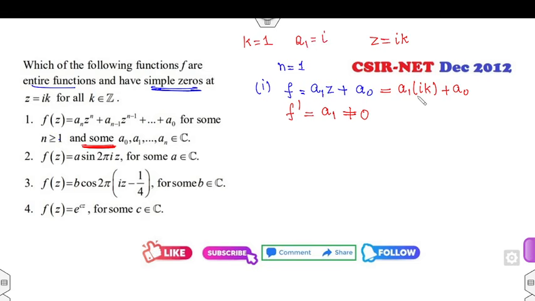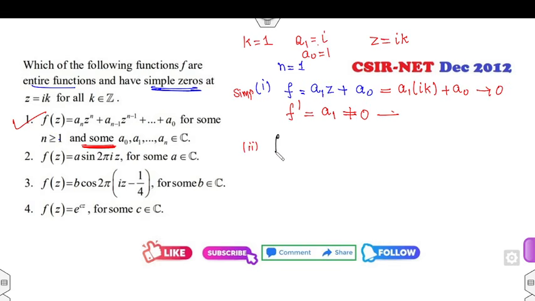a1 is my iota. This is my minus 1. a0 I can choose as 1. So then this part will go to 0, but this part will not go to 0 because a1 is iota. So yes, this is my simple pole. Look at the second option.